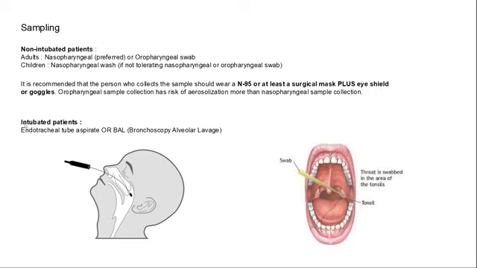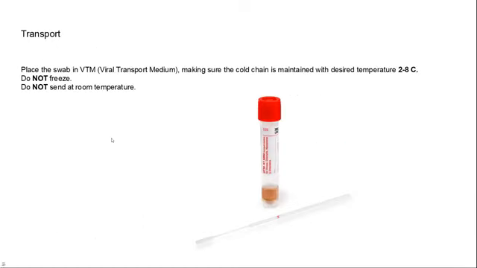But if the patient is already intubated, then the best would be endotracheal or bronchial tube aspirate. Or if you're doing bronchoscopy, which is not recommended, you can send the sample. You want to put the sample in a viral transport medium, and the viral transport medium has to be maintained in a cold chain of 2 to 8 degrees centigrade. You don't want to freeze it, and you don't want to send the sample at room air. That's a blunder.